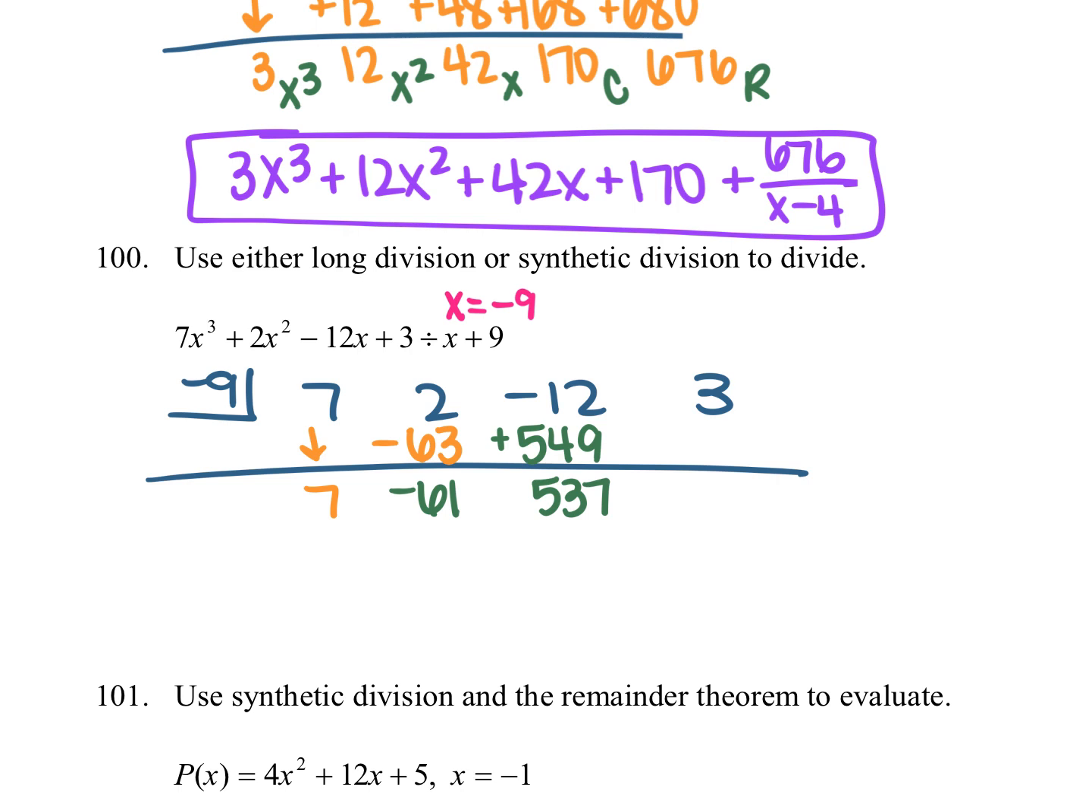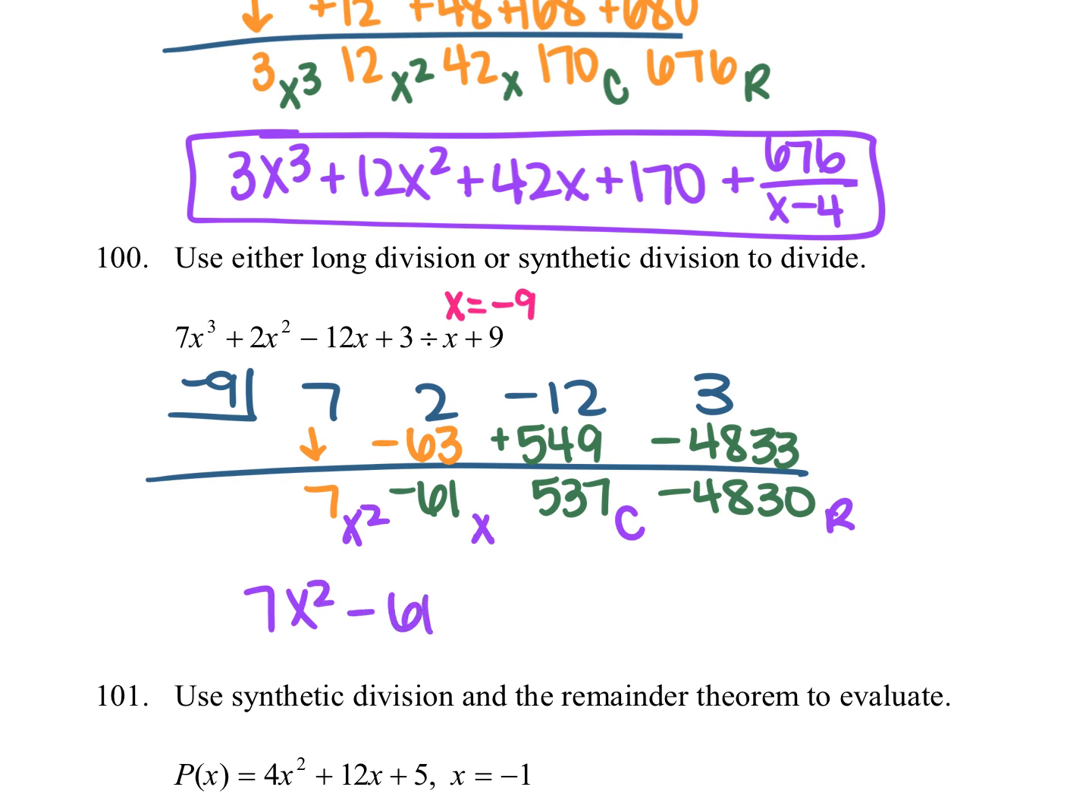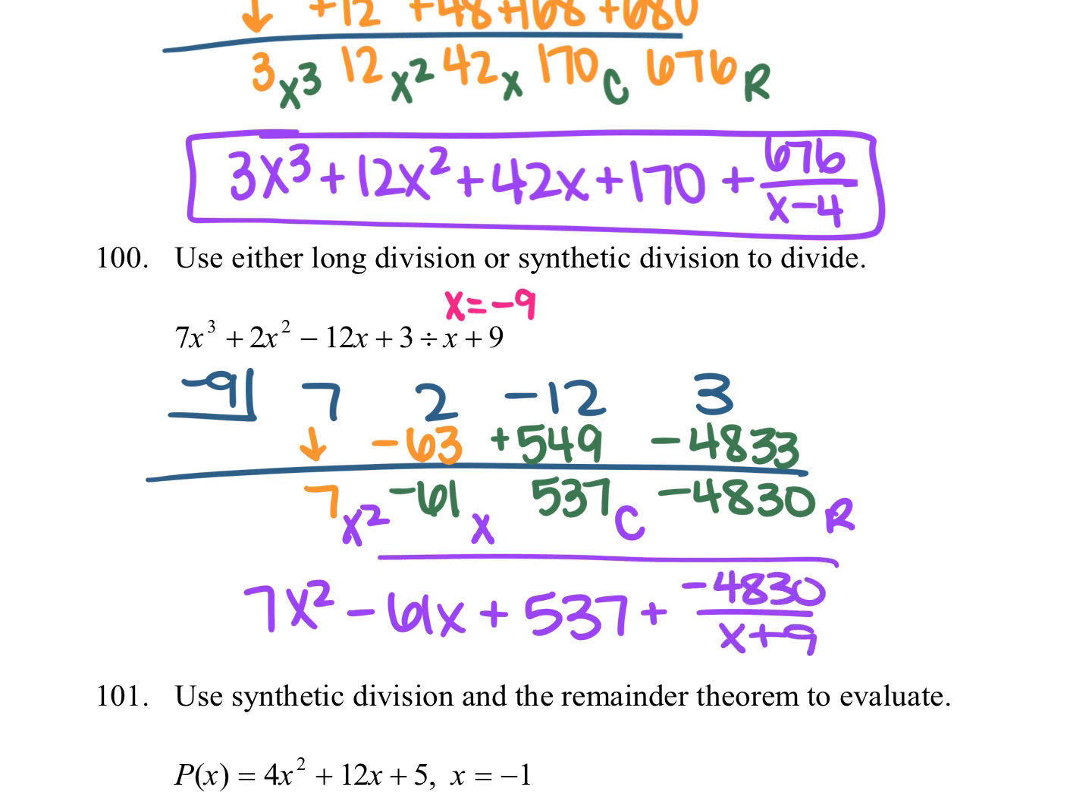Times negative 9 is negative 4,833. Add the 3 to that, and that gives you negative 4,830. That's going to be your remainder. Constant is 537. Negative 61 gets x. 7 gets x squared. So that's going to be 7x squared minus 61x plus 537 plus negative 4830 over x plus 9.